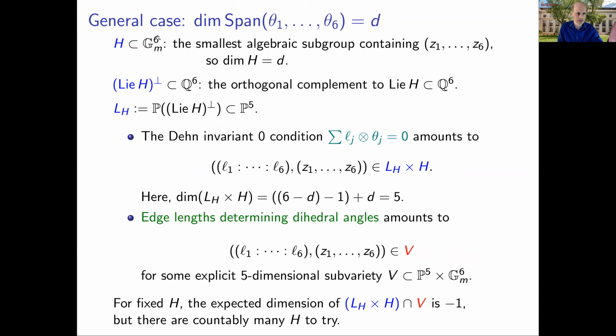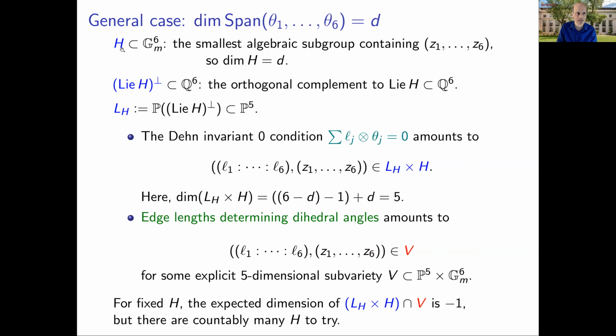So this is just the analog of what I did on the previous slide, but stated in slightly different terms. Let me take these Z's, which are the complex exponentials of those angles. Understanding the span of these is like looking at the multiplicative group generated by these complex numbers of absolute value 1. You can take the smallest algebraic group that contains those. Let's call it H.